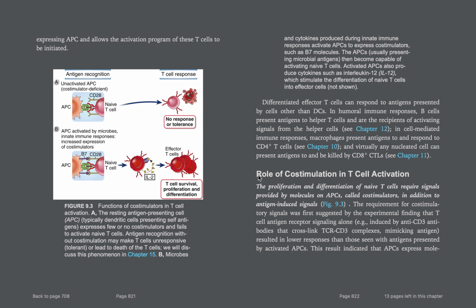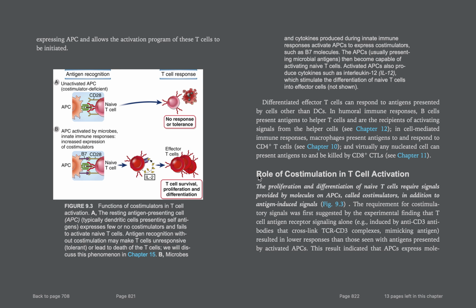Differentiated effector T cells can respond to antigen presented by cells other than dendritic cells. In humoral immune responses, B cells present antigen to helper T cells and are the recipients of activating signals from the helper cells. In cell-mediated immune responses, macrophages present antigen to and respond to CD4+ T cells. Virtually any nucleated cell can present antigen to and be killed by CD8+ T cells.